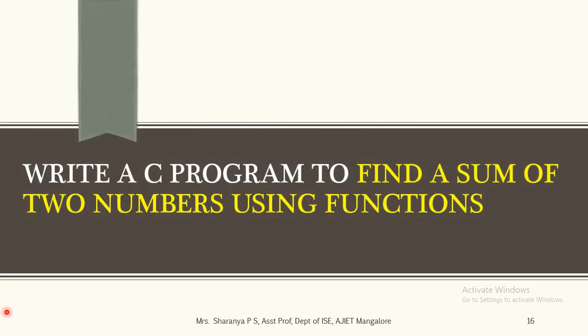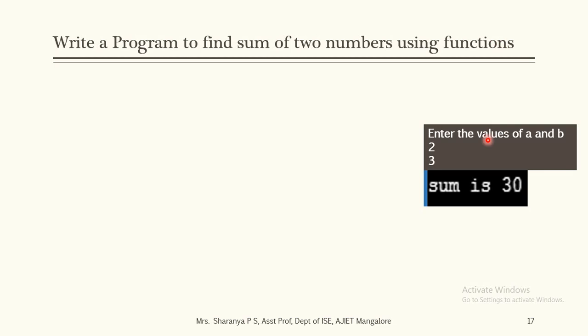And these are the three major elements of a function. First, the function prototype, which we also call a function declaration, then the function definition, and the function call. By using these three elements, now let us build a program which will find the sum of two numbers by using functions. What is the expected output? It should ask, enter the values of a and b. From the user, it needs to take two values, 2 and 3, store them in the variables a and b, and finally compute the sum and display it.